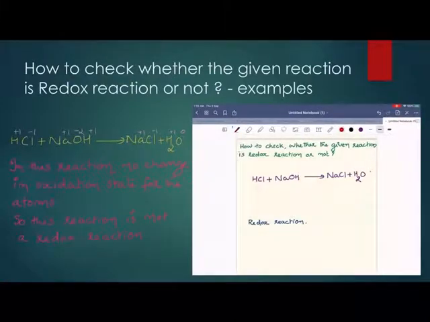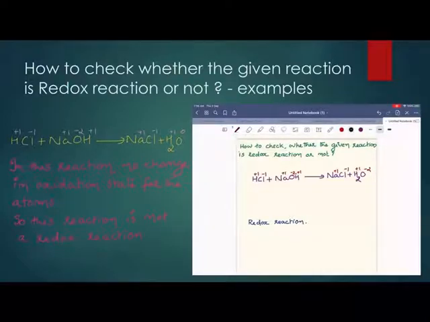Another example, third example. Hydrochloric acid reacts with sodium hydroxide and forms sodium chloride and water. A very famous neutralization reaction. We will check whether this reaction is a redox reaction or not. We can write the oxidation state of all the atoms in this reaction. Chlorine in compound form -1, hydrogen +1, hydrogen +1, sodium alkali metal +1, oxygen -2, sodium chloride -1, sodium +1, water, oxygen -2, hydrogen +1.